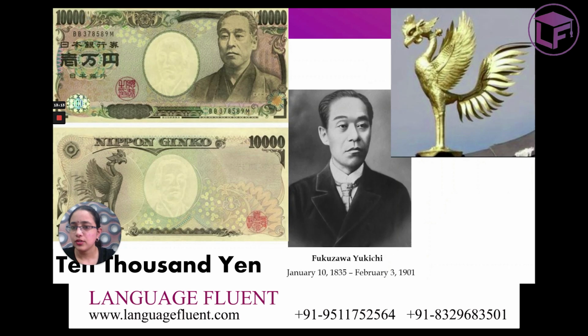So moving on to the 10,000 yen currency note, we can see that there is one person here, and his name is Fukuzawa Yukichi. And he was also a very famous Japanese writer, and he lived between 1835 and 1901. And on the other side, we can see this particular phoenix. This is called the Japanese phoenix, and in Japanese we call this Ho-O. Just like the Western phoenix, this is also said to represent the sun or fire. In addition to it, it also represents justice and obedience. So that's about the 10,000 yen currency note.